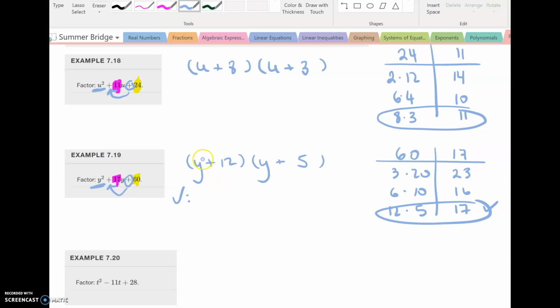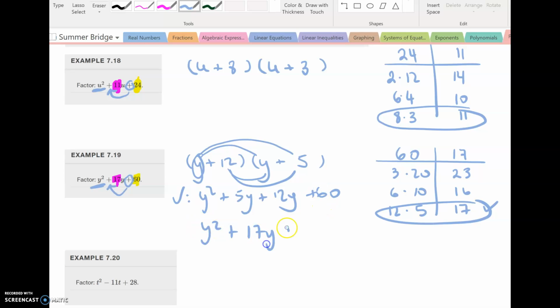If I were to check this and we were to FOIL, y times y is y squared, y times 5 is 5y, 12 times y is 12y, and 12 times 5 is 60. I combine like terms, and oh my goodness, I got the same thing that I needed to get. So we are in great shape.